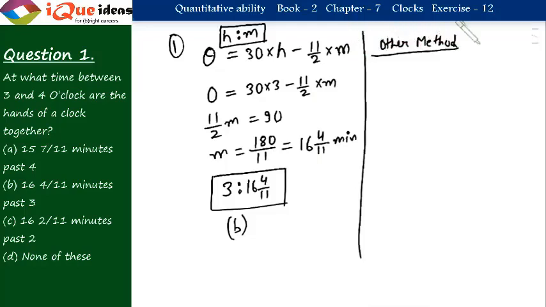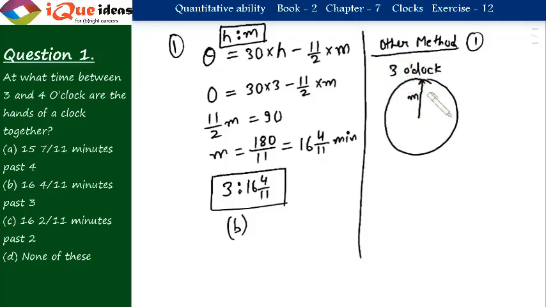Now that other method is based on the motion or the time speed method, we can call it. Okay, let's see how we do it. Draw the situation at 3 o'clock. So at 3 o'clock, the situation would be something like this. The minute hand would be at 12. This is the minute hand. And the hour hand would be at 3. This is the hour hand, right? Now, what is the angle between them? Angle between them is 90 degree.